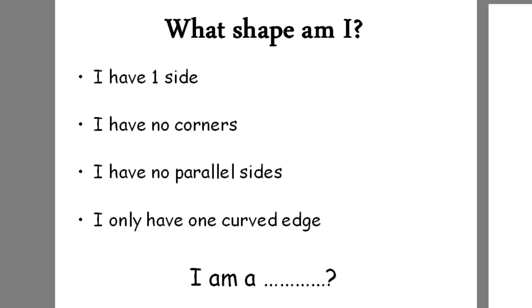Now, let's look at these shapes and check the properties that each one has, because we know that not all the shapes are the same. Every shape has its own characteristics or properties. If we think of a shape that has one side, it has no corners, it has no parallel sides, and it has only one curved edge. What do you think this shape is? We mentioned before a triangle, a rectangle, a square, a circle, and a hexagon. Which one of these has these characteristics that we can see? Use your thinking skills to find out what shape we are talking about.